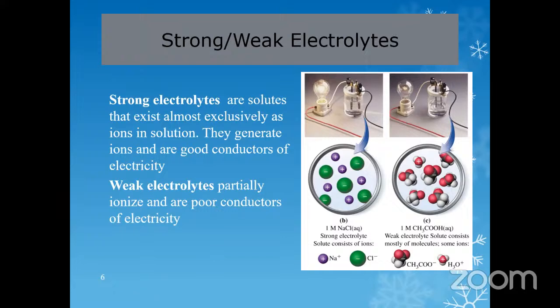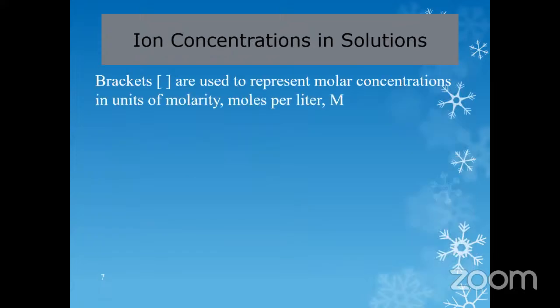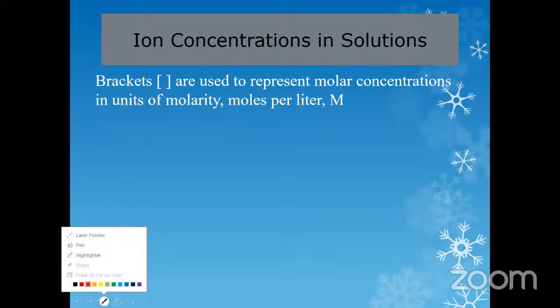Okay, so continuing our discussion of ionic solutions, I want to introduce to you this symbolism here. The square brackets, this is used to represent the molar concentrations in units of M, which would be moles per liter. So if you see something like this, let me write this down here.